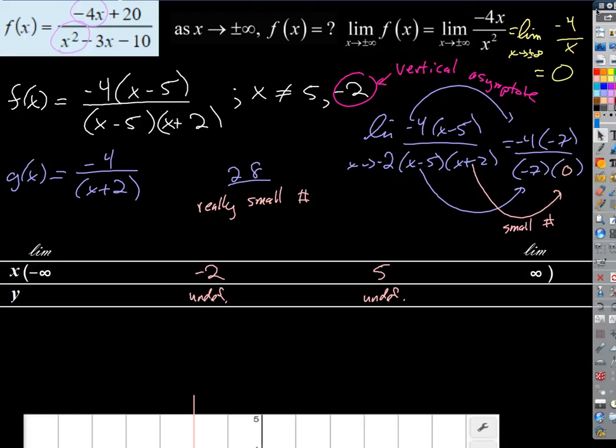Okay, I'll give you, what do you think? When you plug the 5 in, what you do, yeah, okay, it's different. Now look what happened when we canceled the x minus 5 factors. We created this other function that looks a lot simpler. Let's call it g of x, and let's look at the graph of that one.